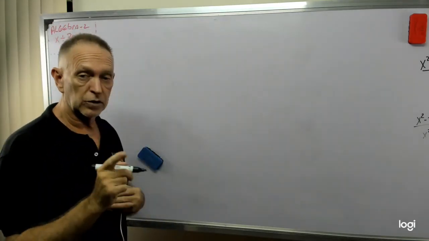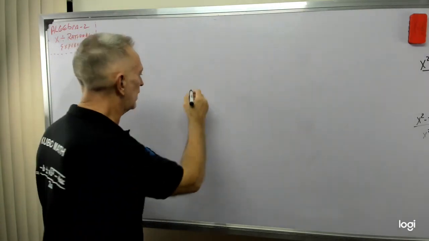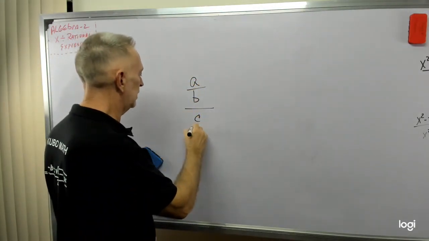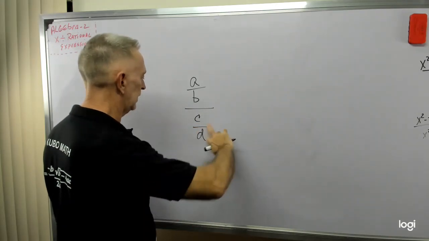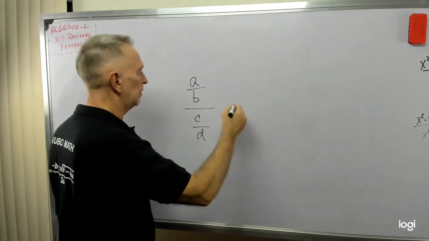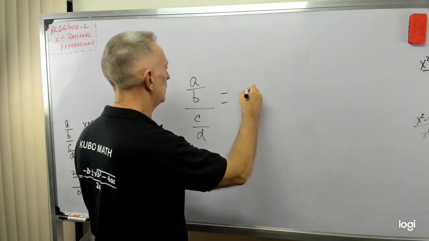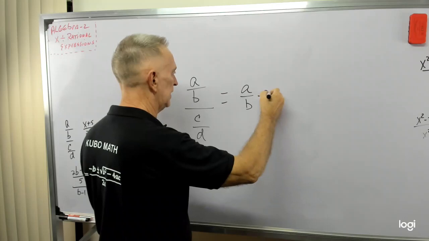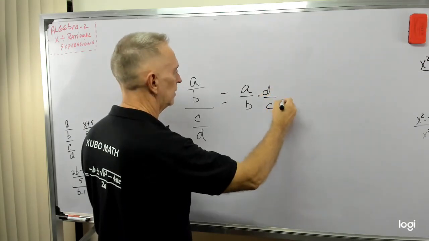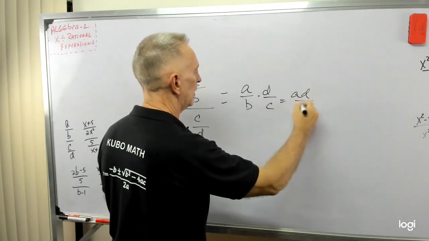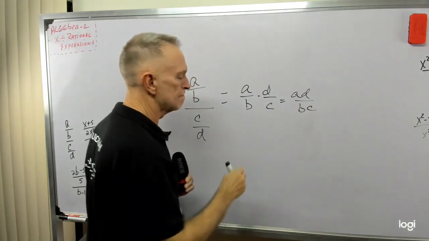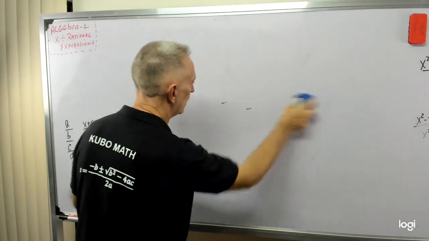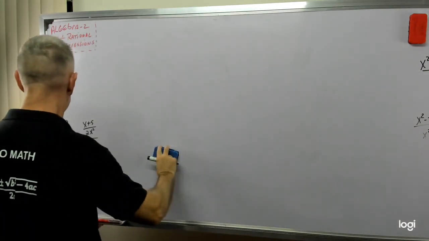Okay, let's look at the rule for dividing fractions. A over B divided by C over D. I'll flip this one up and multiply. So that equals A over B times D over C. So that's AD over BC. Let's take that opportunity and divide a few now.